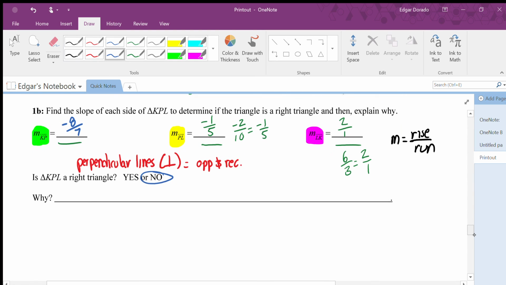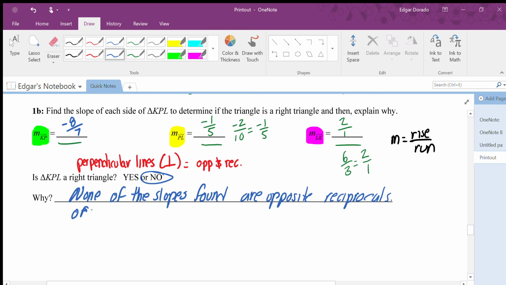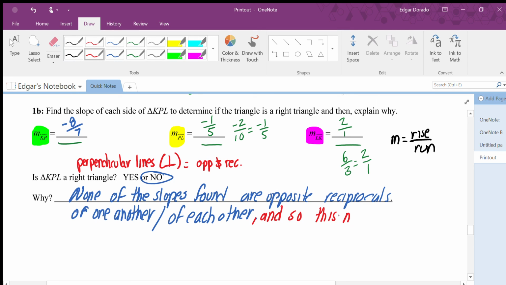So you would say, for your reasoning, that none of the slopes found are opposite reciprocals of one another, or of each other, whatever you want to say, and so this is not a right triangle.